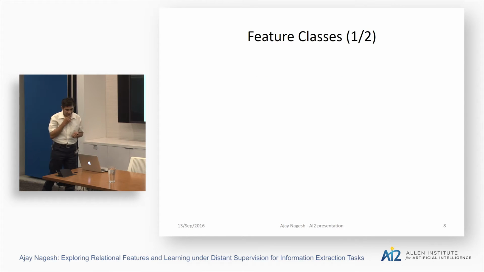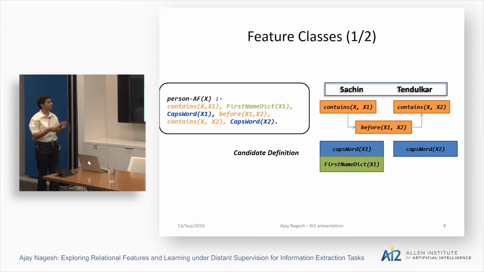While we define a lot more classes, the hierarchy of the classes, for the purpose of this talk, I will just focus on two classes. The first is the one that I alluded to in the beginning of the talk. This is the candidate definition features, which is basically these first name followed by last name kind of features, some kind of chain kind of features.